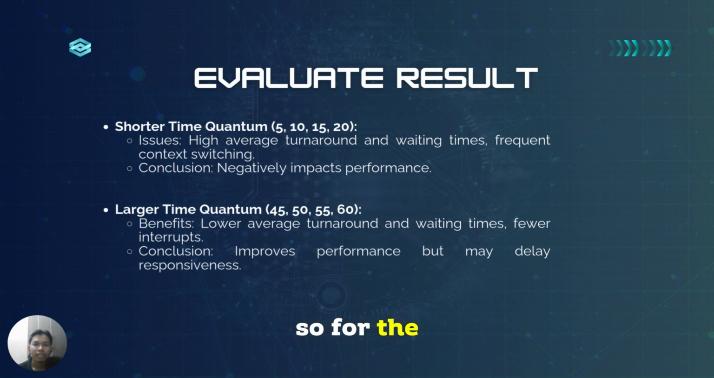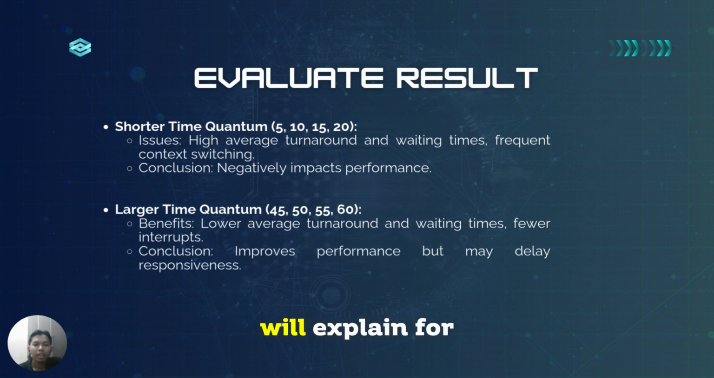So, for the shorter time quantum, which is 5, 10, 15, and 20, the issue that arises here is high average turnaround and waiting times, where frequent context switching occurred. When the time quantum is decreasing, the overhead of context switching will be increasing. This would negatively impact the performance of the entire system.